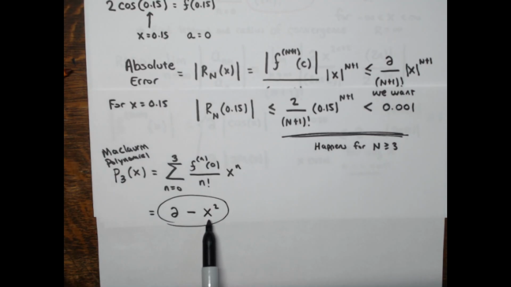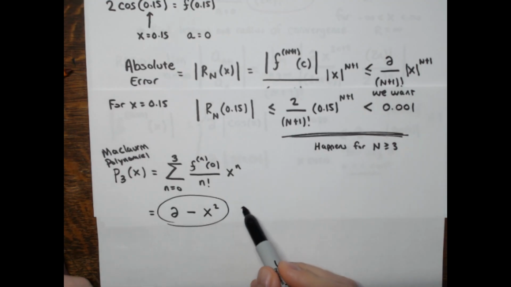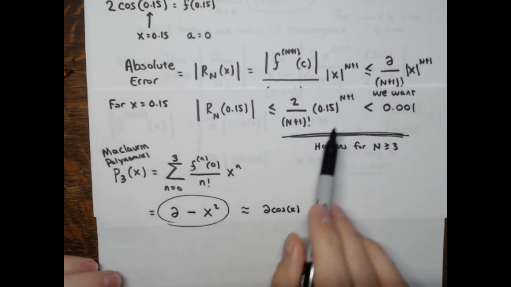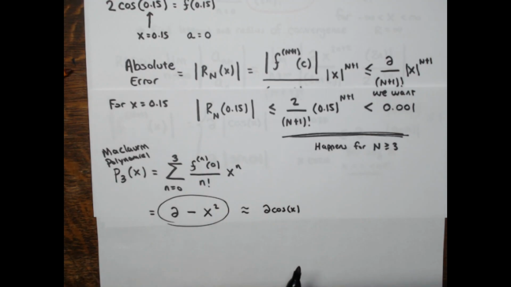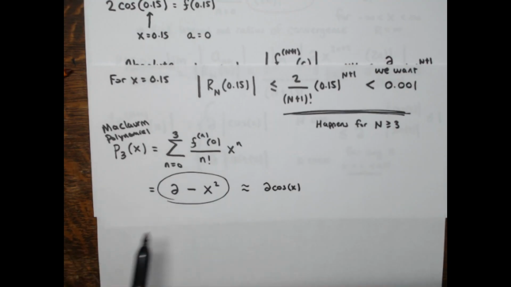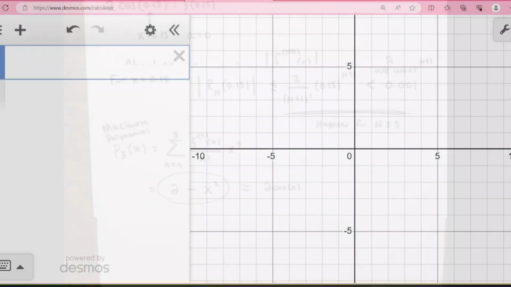But this, right, and this is approximately equal to 2 cosine x. And according to our statement up here, this should have an error less than 1,000th when I plug in 0.15. So let me type this in, show you.